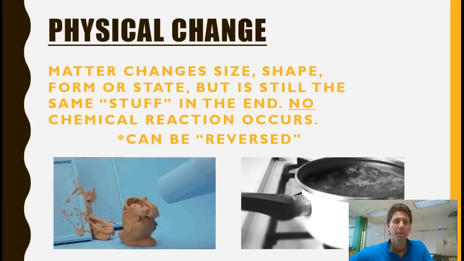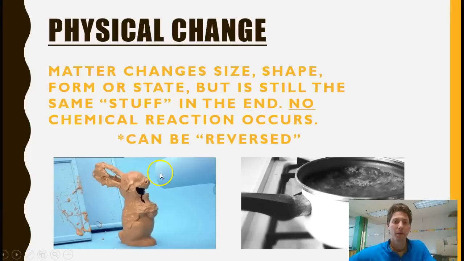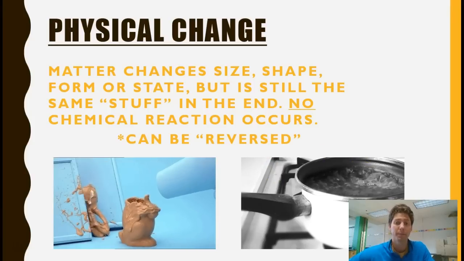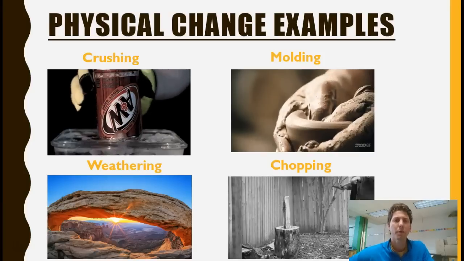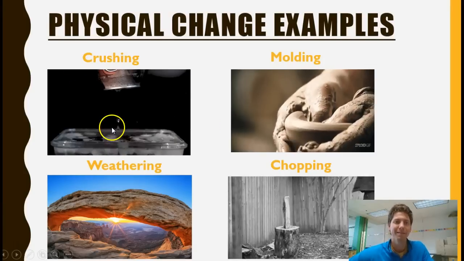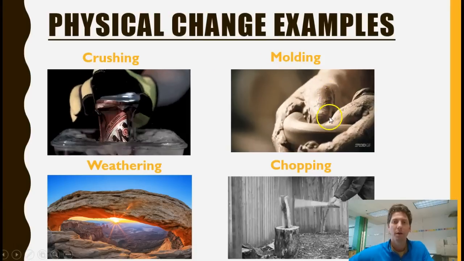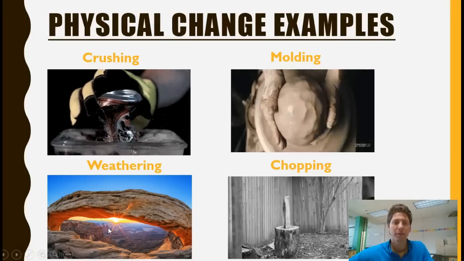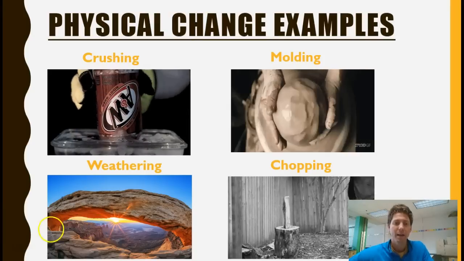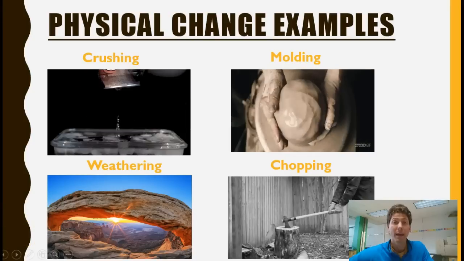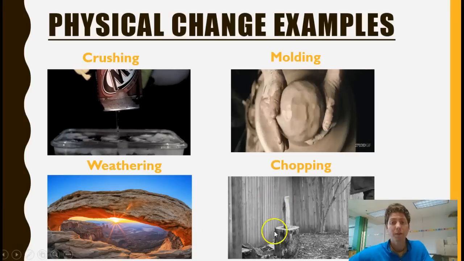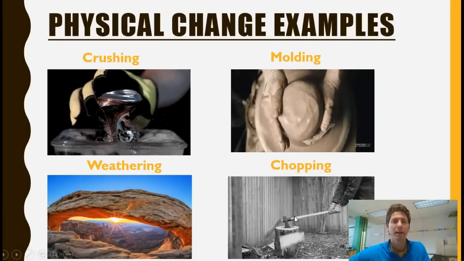Another general rule of thumb with physical changes is that it can be reversed. In other words, I could turn this liquid back into a solid by cooling it down, and I could turn this steam back into a liquid by cooling it down. Here are some more examples of physical changes. Crushing this can, it's still a can, I'm not changing what it is. Molding this clay, the same thing. Weathering is another great example of a physical change. This is the image I had on the intro slide. Water and wind can break down rock and land over time. We're not changing what that rock and land are, we're just moving it around. Chopping is another great example. When we chop the wood, it's still wood.